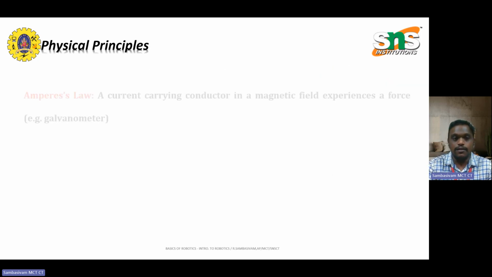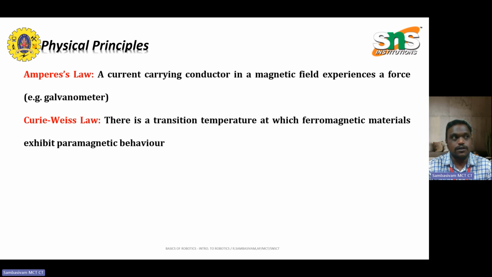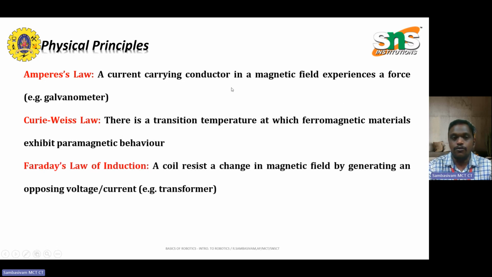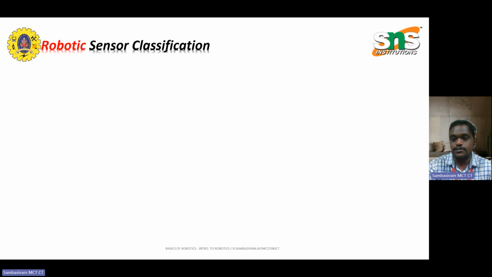Analog and digital values, and there are different principles, like Ampere's law: a current-carrying conductor in a magnetic field experiences a force, for example a galvanometer. And Curie's law: there is a transition temperature at which paramagnetic materials exhibit paramagnetic behavior. Then Faraday's law of induction: a coil resists a change in magnetic field by generating an opposite voltage or current, for example transformers. And the photoconductive effect: when light strikes certain semiconductor materials, the resistance of the material decreases. An example of this is photoresistors.